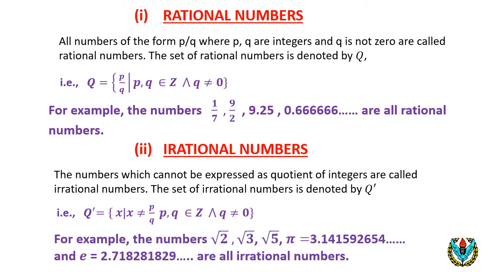For example, the numbers under root 2, under root 3 and under root 5 are irrational numbers because these numbers have square roots and are not perfect squares. And pi and e are also irrational numbers because their decimal representation is non-terminating, that is, has no end, and the decimal representation is not repeating.